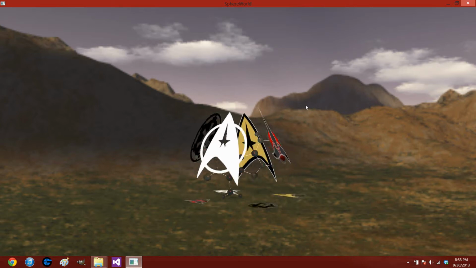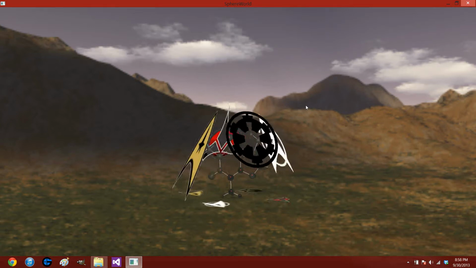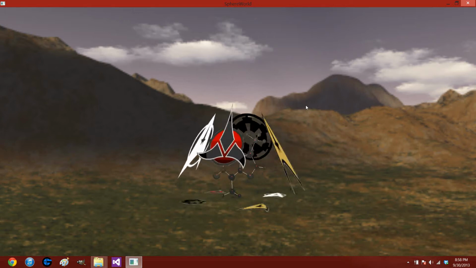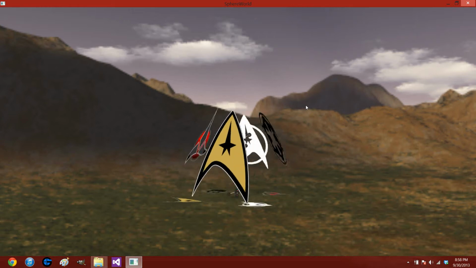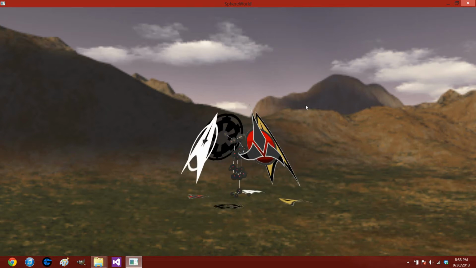So this right here is from a class I took called OpenGL. I took this class after my DirectX class, and both of these are very graphics-oriented classes. So this was the final for that class.